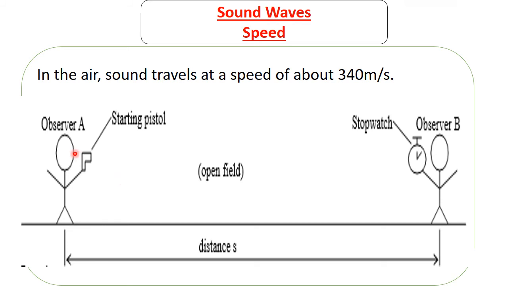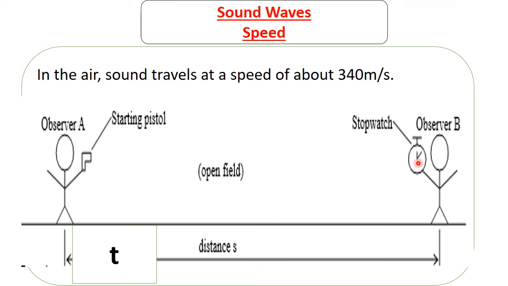So what's going to happen is observer A is going to fire a pistol. Then observer B, upon seeing the flash from the pistol, is going to start the stopwatch. She'll be waiting for the sound of the pistol. When she hears the sound, she's going to stop the stopwatch. The time taken between the point at which the flash was observed and the time the sound was heard is recorded as T.